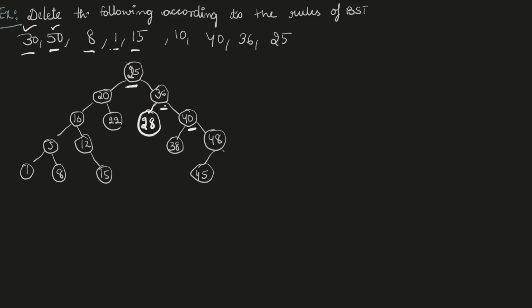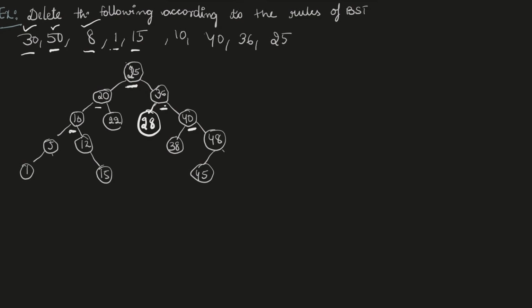Now coming to 8. Where is 8? It would be less than 25, again less than 20, again less than 10, and greater than 5. So we have found it. 8 is also the leaf node. So we can directly delete the element.